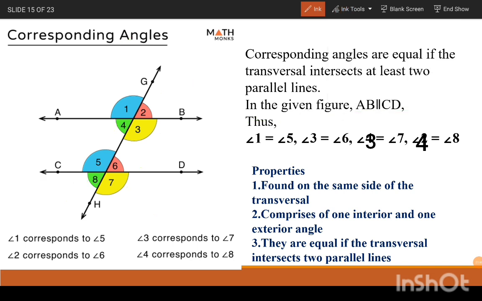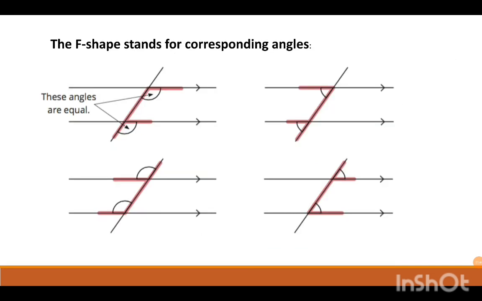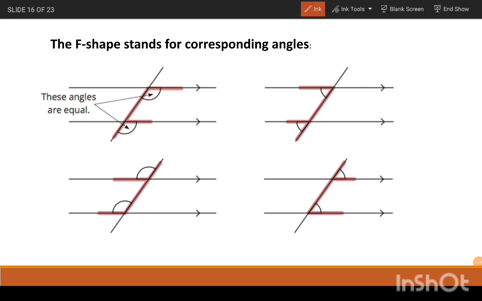If we look at the pattern, the corresponding angles form an F shape. One is in the interior, the other one is in the exterior. Again on the other side, one is in the interior, the other one is in the exterior. Same here and at last also.